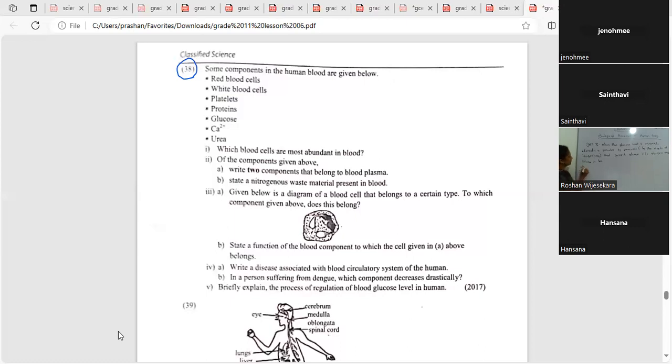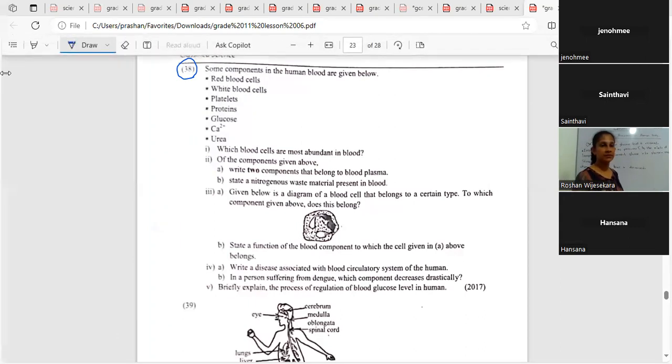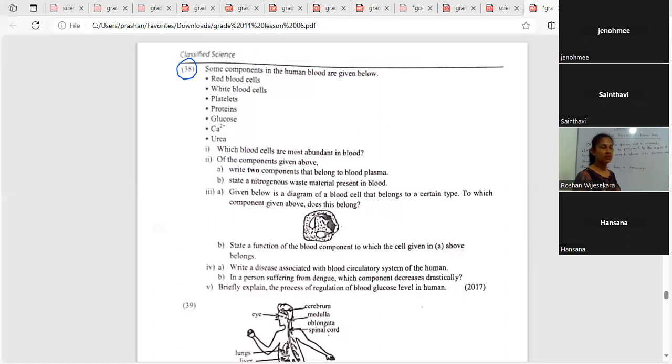That is the answer. Then when the glucose level is decreased, what happens is glucagon is secreted by the pancreas by the islets of Langerhans and converts glycogen into glucose and releases it into the bloodstream. This is the thing that happens. Then blood glucose level increases.